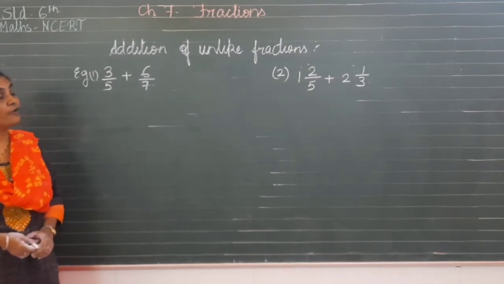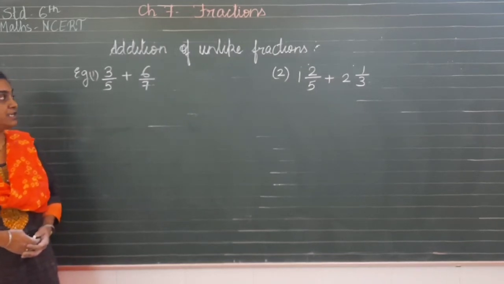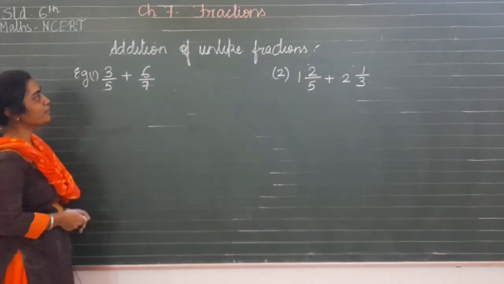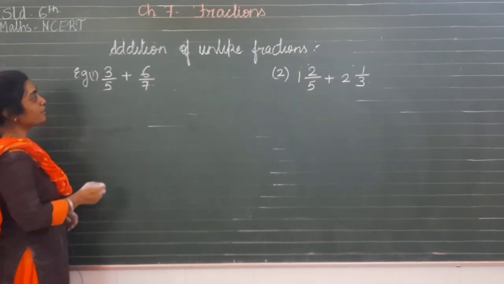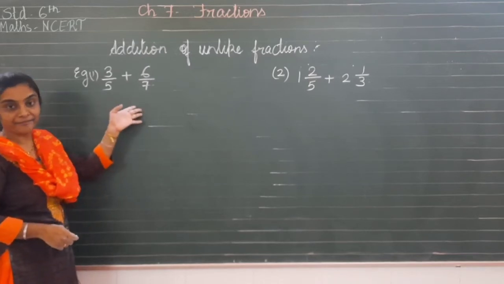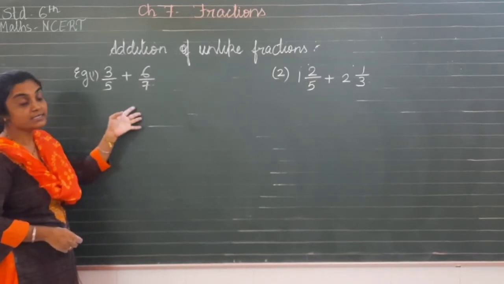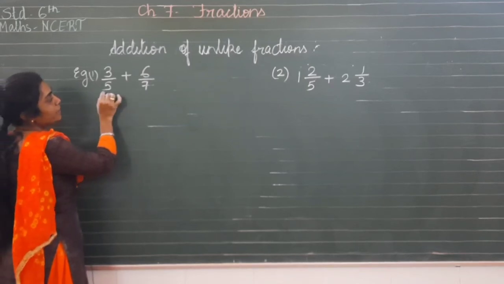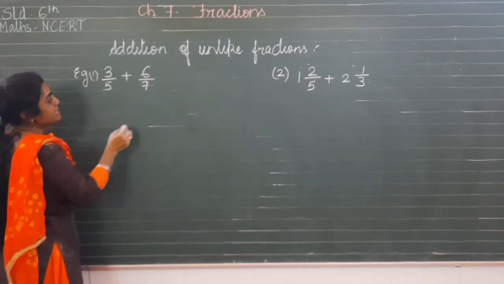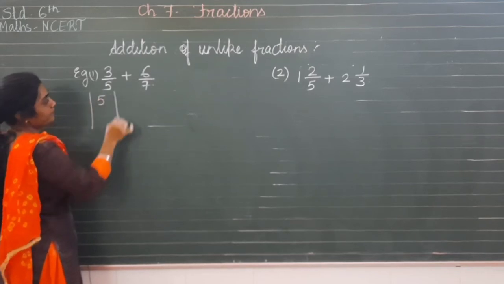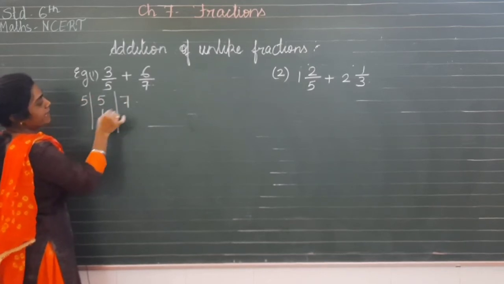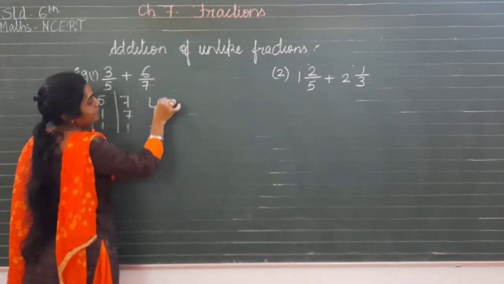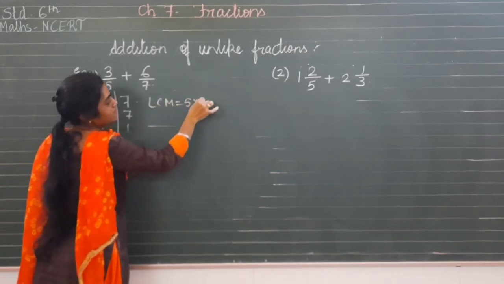Now let us have a look at addition of unlike fractions. We will see two different examples. First one is 3 upon 5 plus 6 upon 7. Here it is unlike fractions, having different denominators. Now to add these, first we will need to find the LCM of 5 and 7. 5, 7: 5 as it is, 7 as it is. So LCM will be 5 into 7, that is 35.